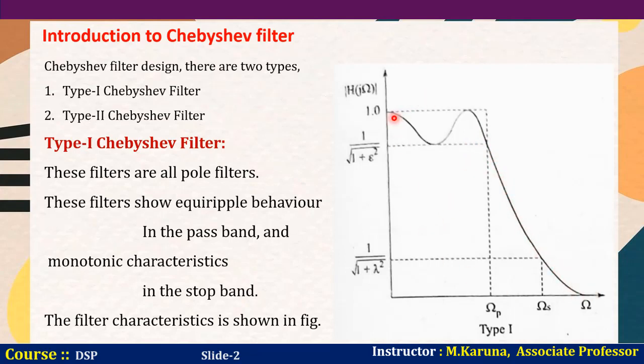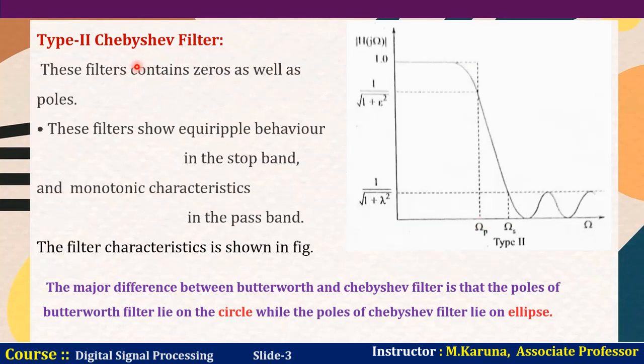If you take the Chebyshev low pass filter, this is passband and this is stop band. Omega p is the passband frequency, omega s is the stop band frequency. Next, type 2 Chebyshev filter. These filters contain zeros as well as poles. This is the characteristics of the Chebyshev type 2 filter.